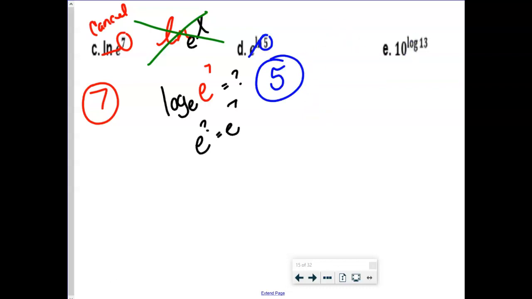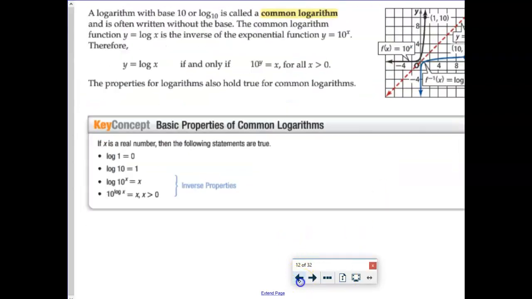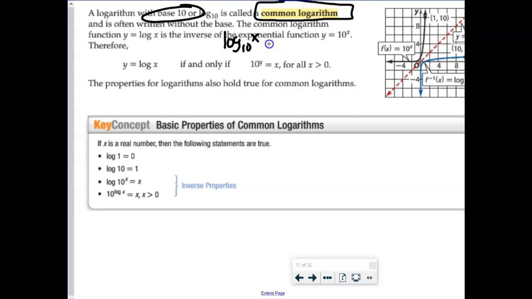What kind of a logarithm is that? This is called, and I think I skipped a slide, so my bad, a common logarithm. Common logarithms are logarithms that are base 10. So instead of having to write log base 10 of x every time, since they used it a lot, they just started calling it the common logarithm, and they just write log.